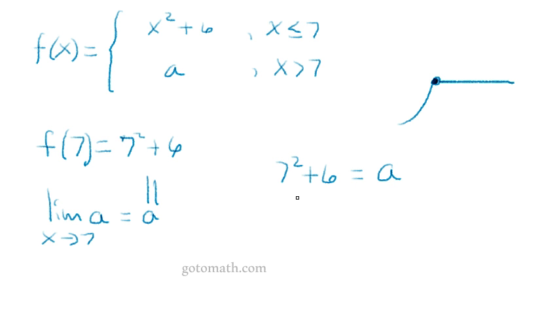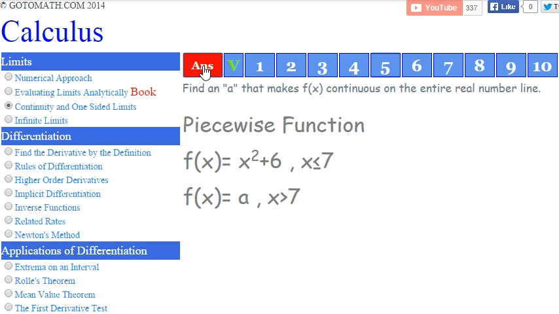Well, a is already solved for. All we need to do now is figure out what this number is. This is 49 plus 6, which is 55. Is that right? I don't know. So a is equal to 55. We can plug 55 right in here for a, and there is our a. Let's see what the script says, and it says, yeah, a is equal to 55.